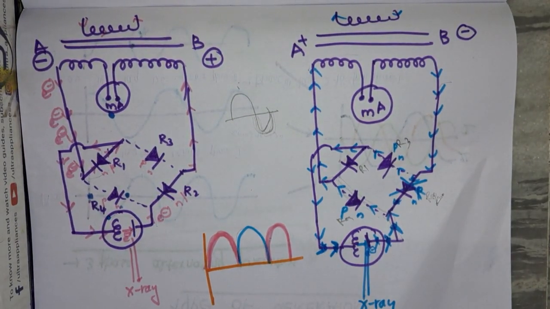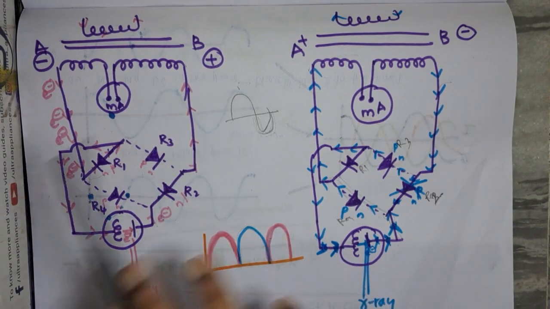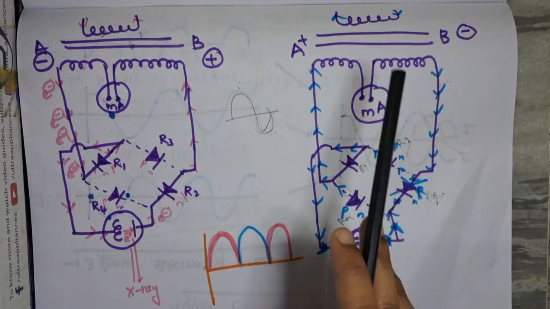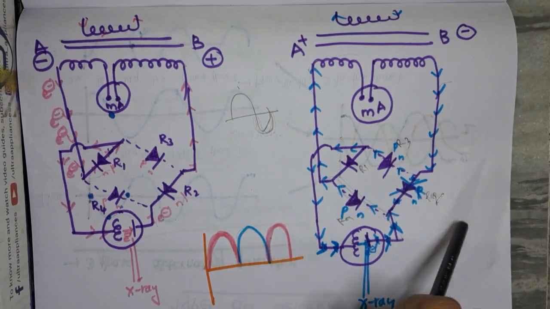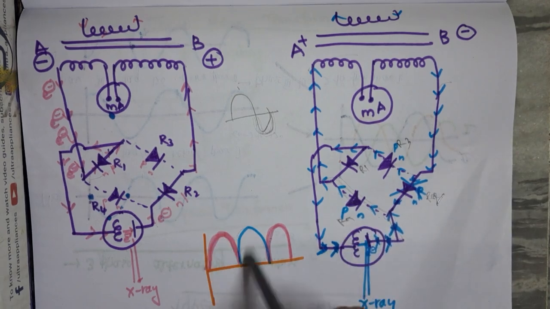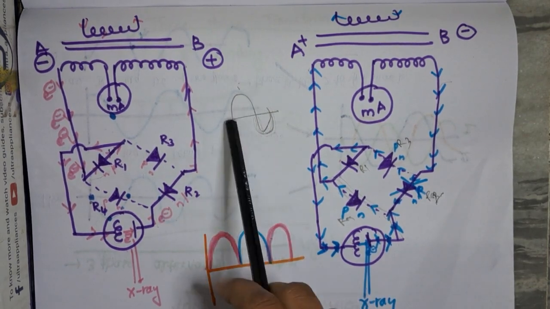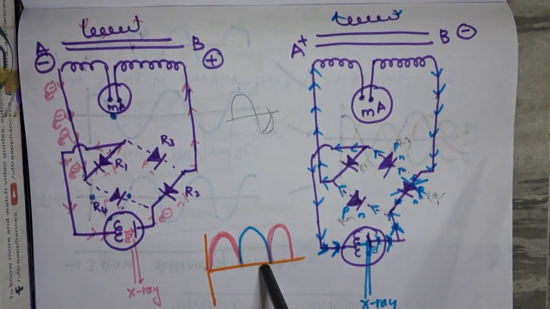So here if you see the voltage in the tube, with the help of these four rectifiers, the pulsating current, which is alternating current, is converted to pulsating direct current or unidirectional current through the X-ray tube, and this will produce the X-rays. Though the X-rays are produced in full potential, that is in both halves. So in the first half also X-rays are produced, in the second half of the electric current also X-rays are produced.